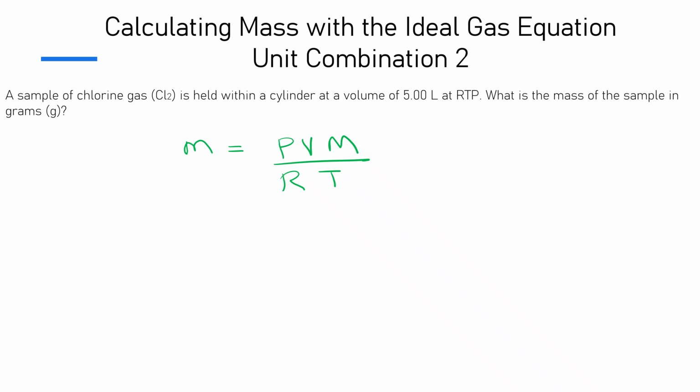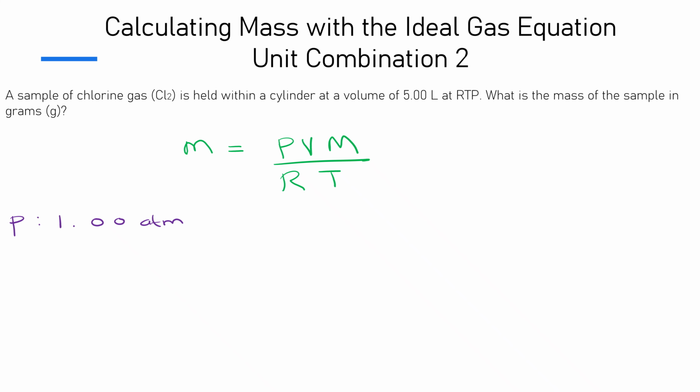Now, RTP stands for room temperature and pressure conditions. We went over standard temperature and pressure conditions earlier on. Now we need to assume room temperature and pressure conditions for this system. This means that we need to assume, using unit combination 2, that our pressure is 1.00 atmospheres.